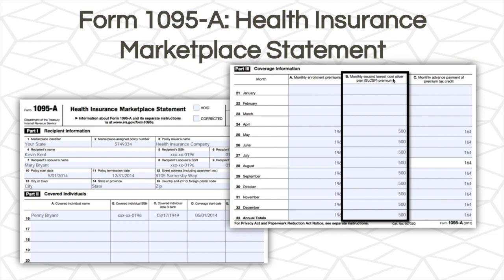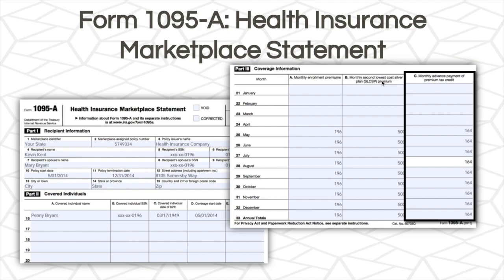The silver plan is basically the benchmark plan that is used to calculate the premium tax credit, which is in column C. This person took the premium tax credit in advance, so they got a monthly discount for all of the insurance that they purchased for May through December.